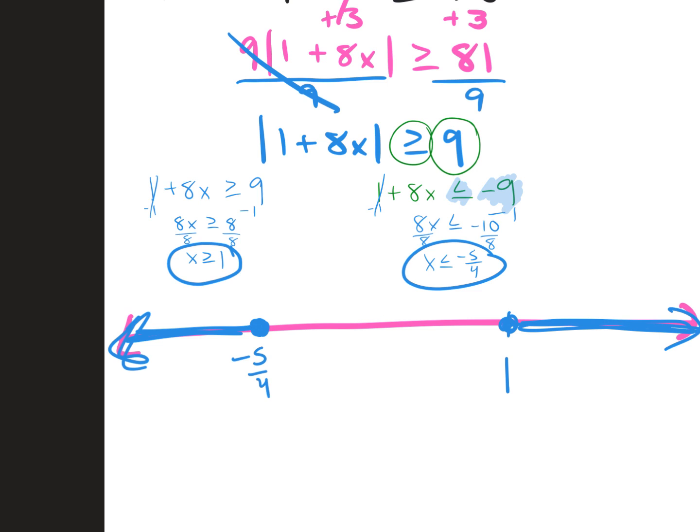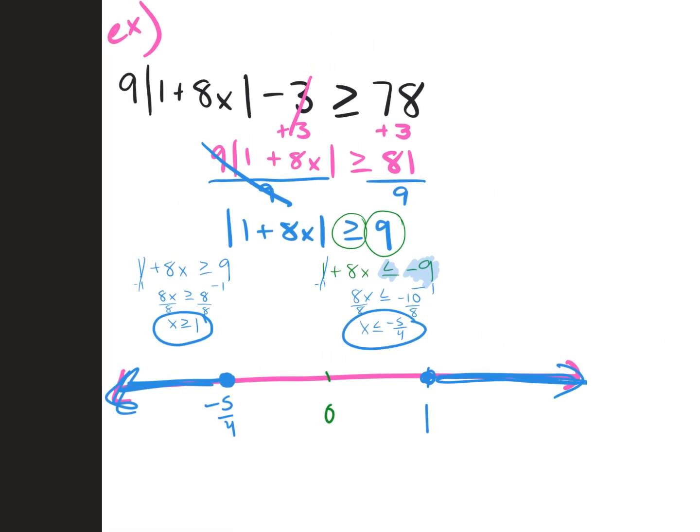But you could also plug in a number and test and see if it works. Zero's in between, so plug in a number into the beginning. You can plug in 0, see if it works or not. You'll plug in 0 and you'll see this is not true. So you would highlight outside.